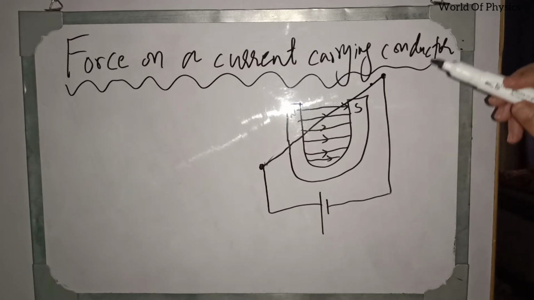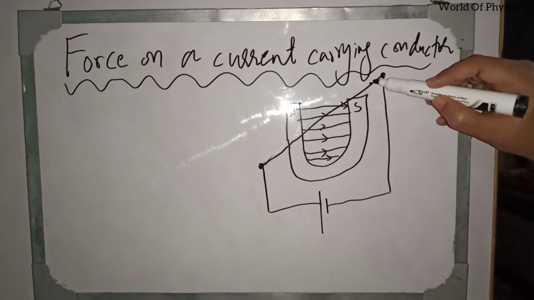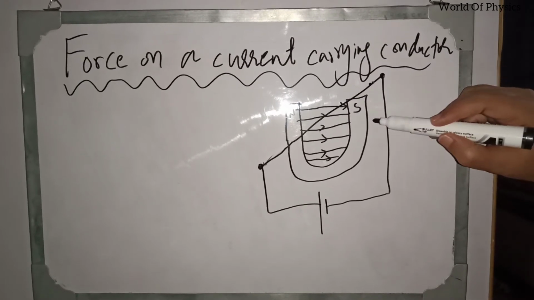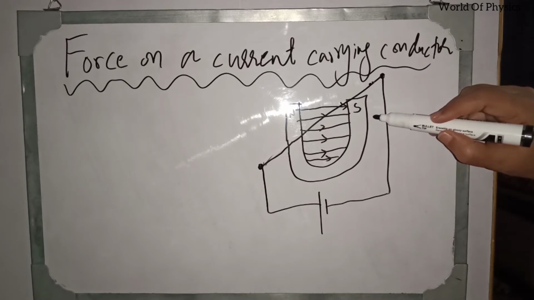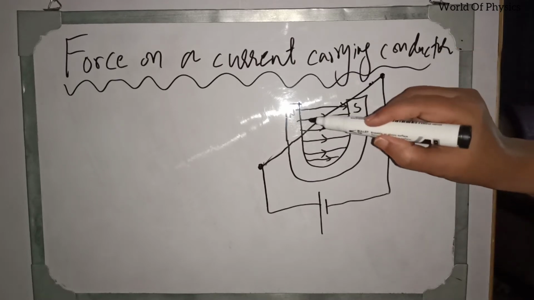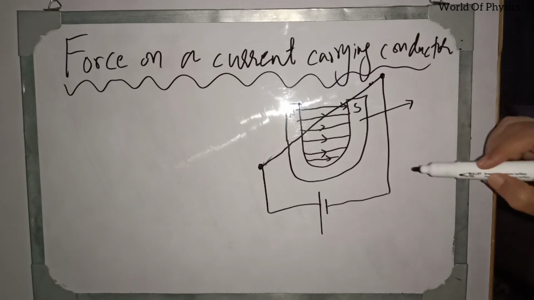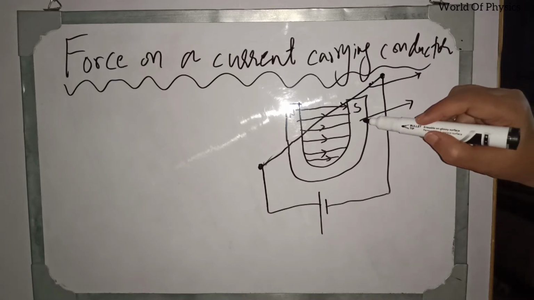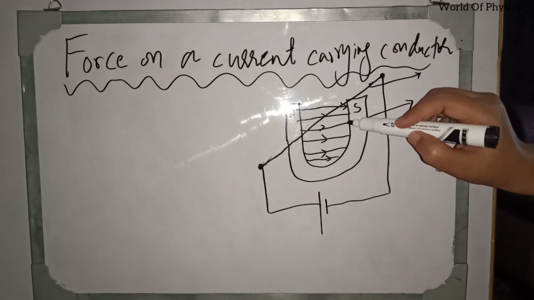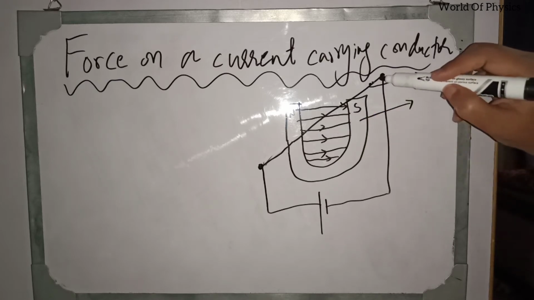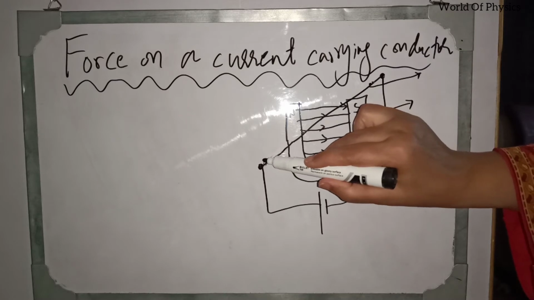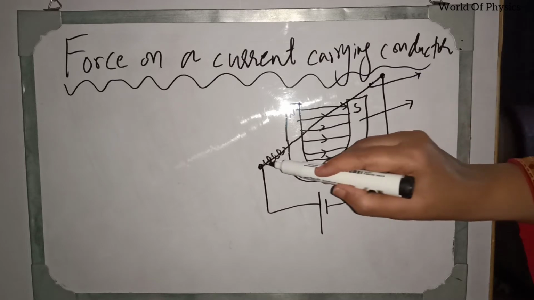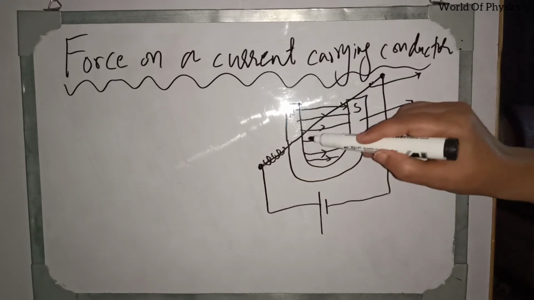Whenever a current carrying wire is placed at right angles to the uniform magnetic field of this permanent magnet, there are two kinds of magnetic fields. Number one is the magnetic field of this permanent magnet. Second is the magnetic field of this current carrying wire. The magnetic field of the permanent magnet is uniform between the two poles, and the magnetic field of the wire is in the form of circles around this wire.